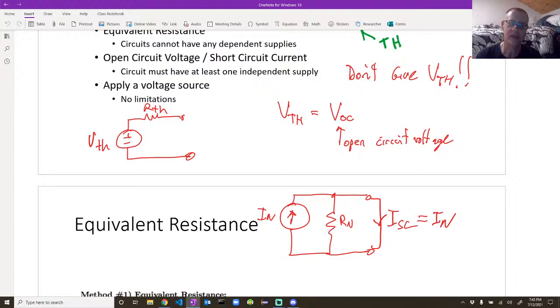And the nice thing about Thevenin equivalents and Norton equivalents is that VTH equals IN times RTH. Right? So Ohm's law applies. So once you've got the Thevenin voltage and the Thevenin resistance, you can calculate directly what the Norton current is. Similarly, once you've got the Norton current and the Norton resistance, which is also the Thevenin resistance, you can then calculate directly what the Thevenin voltage is.